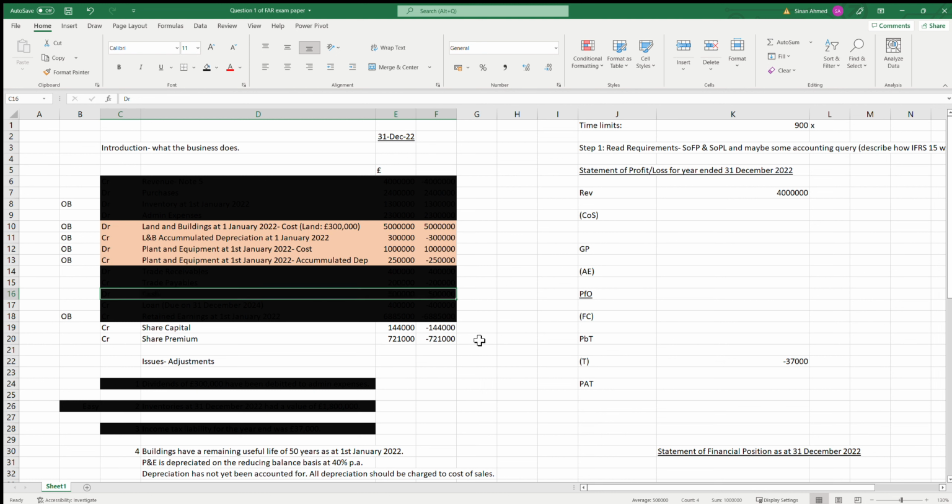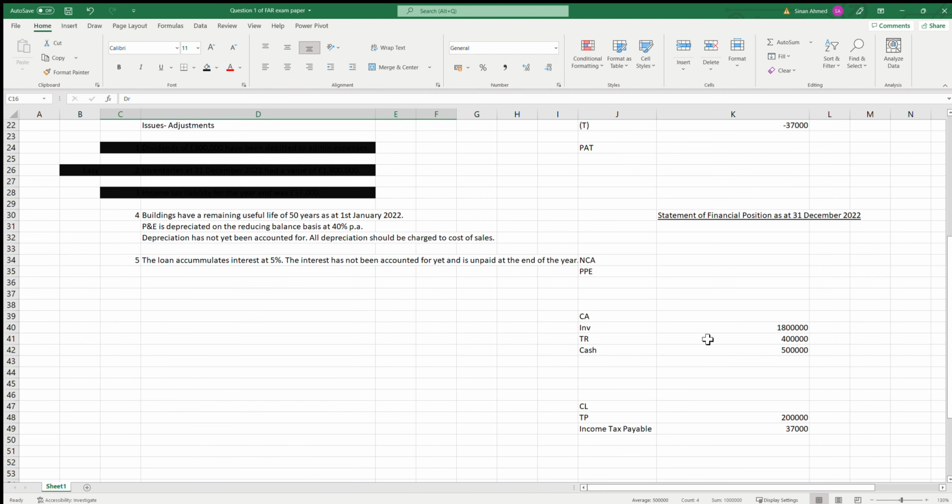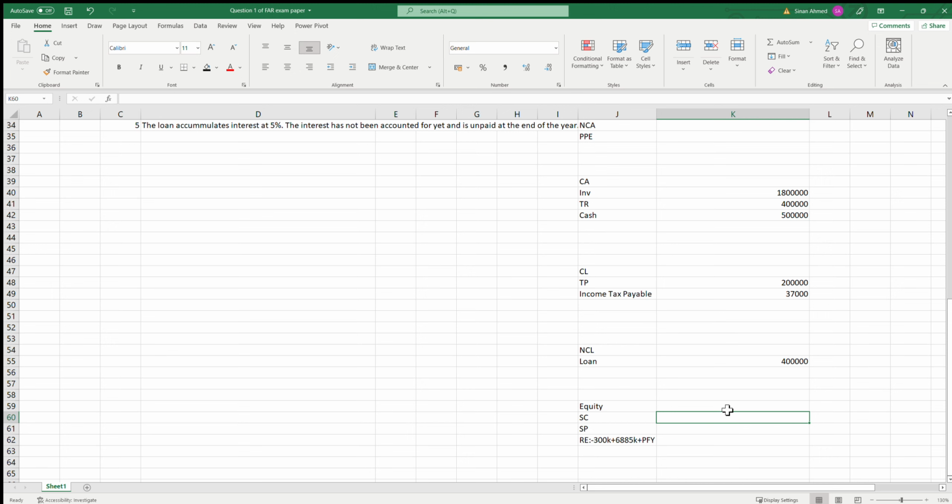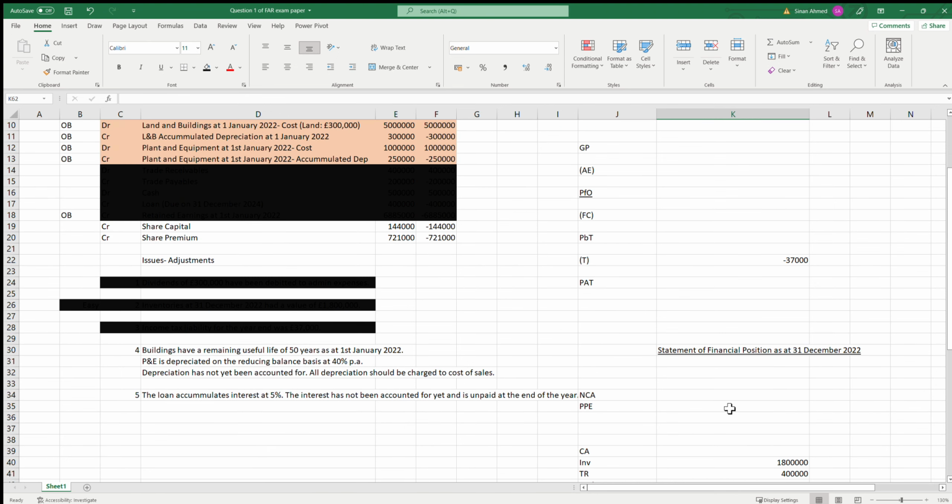Next we have a share capital and share premium. So we know those aren't impacted by any of the adjustments, so we can put those in immediately. So I'm going to put share capital of 144,000 and share premium of 722,000. Okay. So we've already populated a lot of our trial balance, a lot of our statements by just identifying the ones that aren't adjusted for.